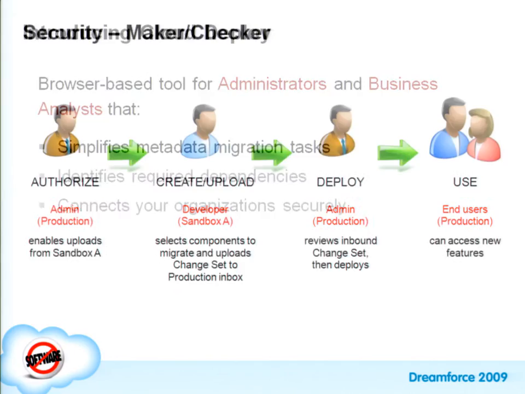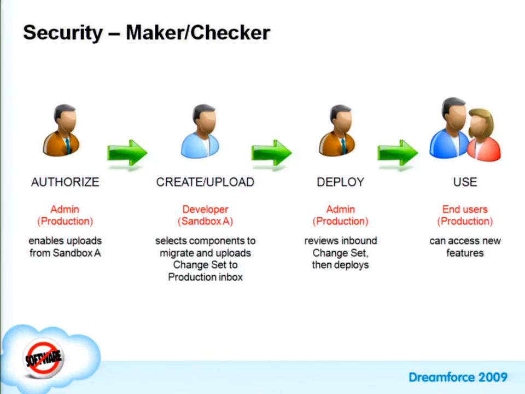Now I'm going to say just a little bit more about that. The security model for Cloud Deploy is what we call maker-checker. So the sequence of events to really authorize an organization to deploy changes from a sandbox to production. The important thing really to take with you is that all of the changes that are made through Cloud Deploy are made by a user with rights in the system where the deployment will occur.